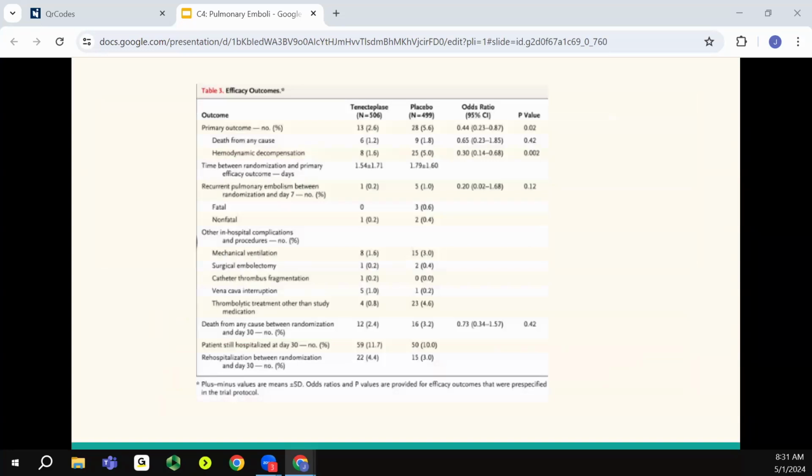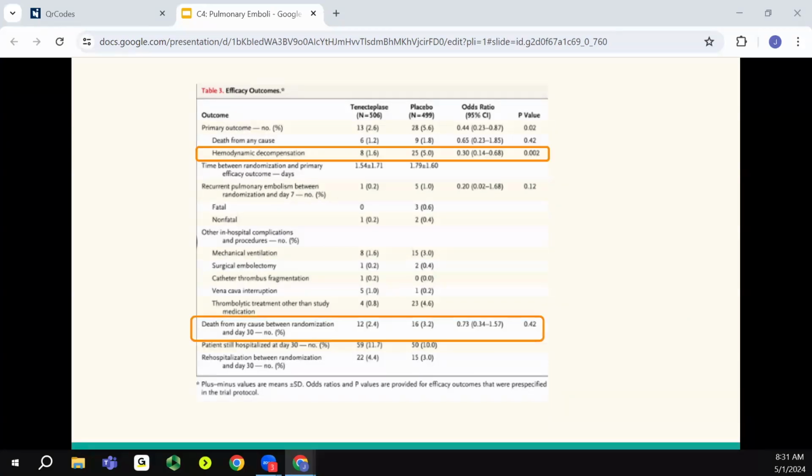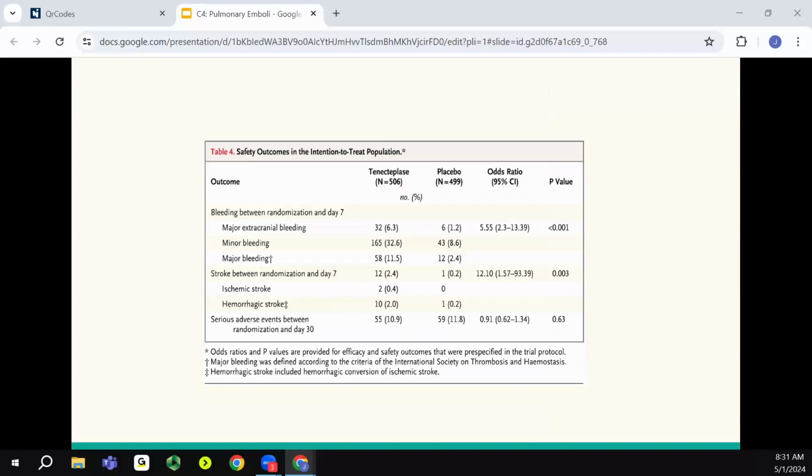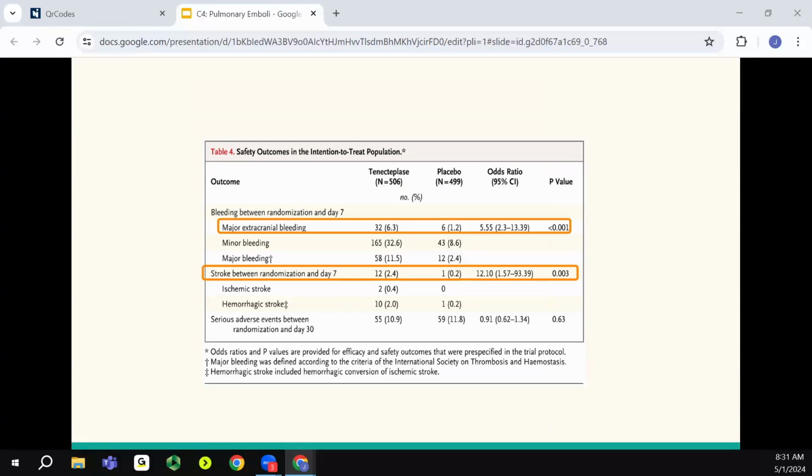They did find there was a decrease in hemodynamic compromise and death at 7 days, but not a decrease in all-cause mortality at 30 days. That's up here. Despite the benefits of TPA, the TPA arm also had an increased risk of extracranial bleeding and stroke.